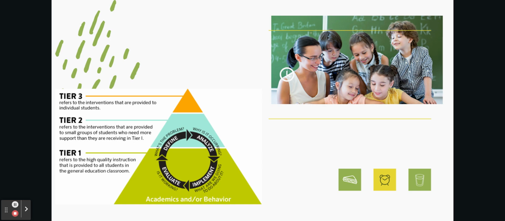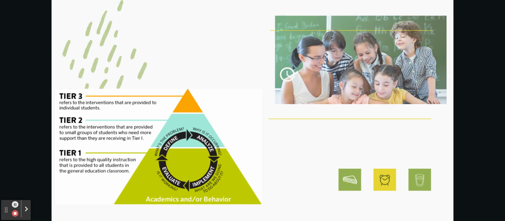There are 3 tiers when we talk of MTSS. Tier 1 refers to the high quality instruction that is provided to all students in the general education classroom. Tier 2 refers to the interventions that are provided to small groups of students who need more support than they're receiving in Tier 1. And Tier 3 refers to the interventions that are provided to those individual students.